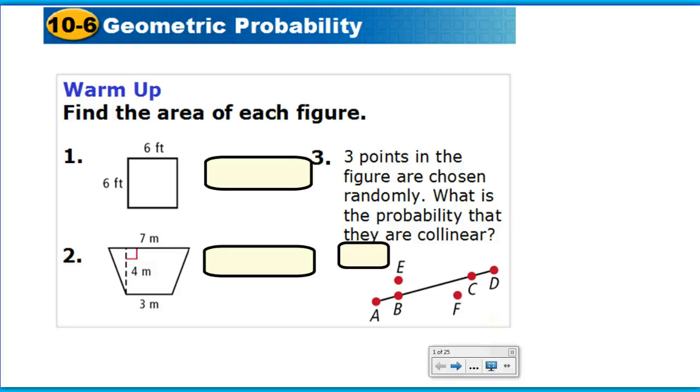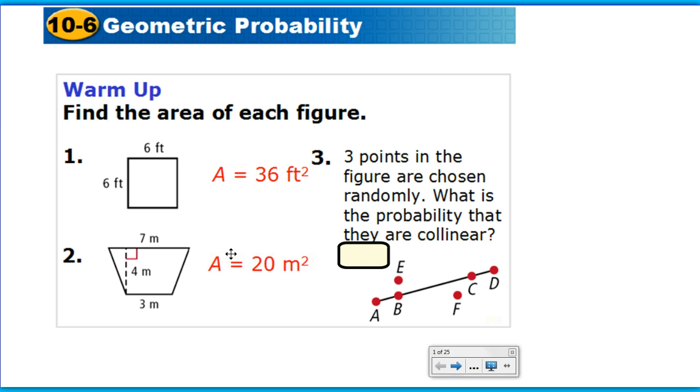Okay, the last section of Chapter 10, Geometric Probability. Go ahead and answer your warm-up questions. Number 1, 36 feet squared. Number 2, you should have 20 meters squared. And number 3, what is the probability that any 3 points chosen randomly are collinear?